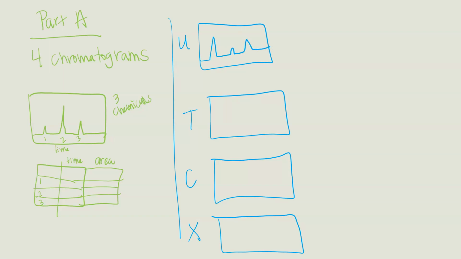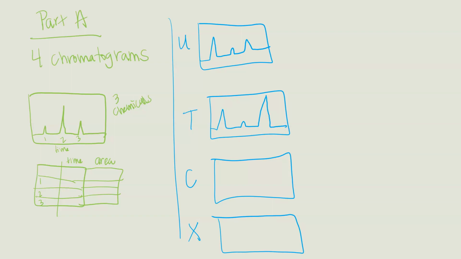And then my T chromatogram, what we did was we took our unknown and you deliberately added extra toluene. So what we're going to see, we're still going to see 3 peaks because there were 3 components in the unknown and the unknown's there. But what we're going to see is whichever peak is the toluene peak, it should be bigger in the T chromatogram than it is in the U chromatogram.